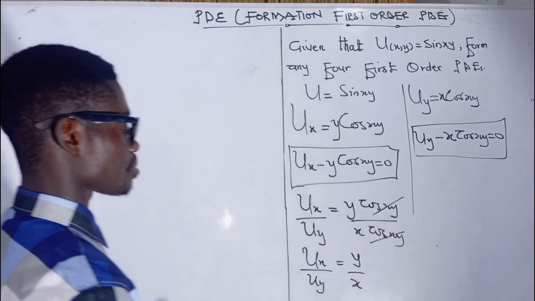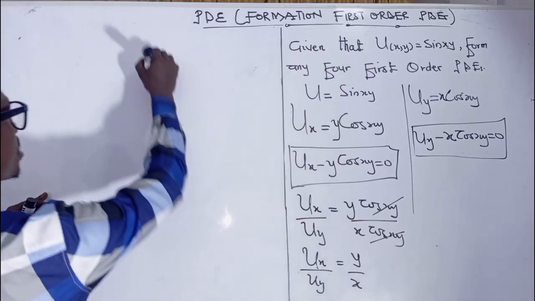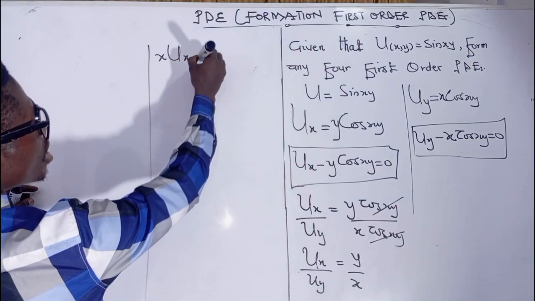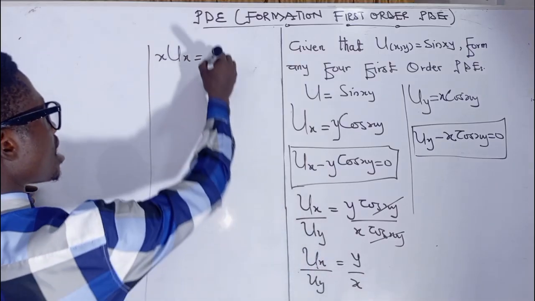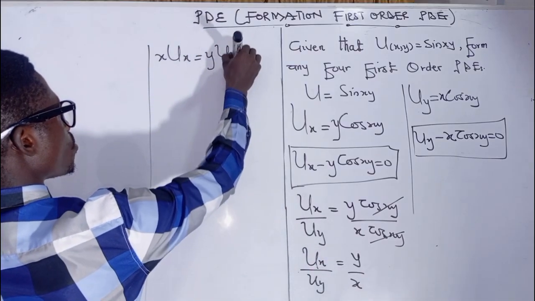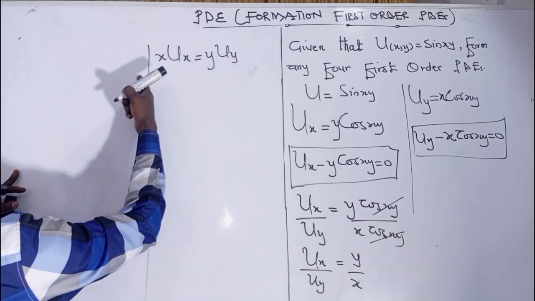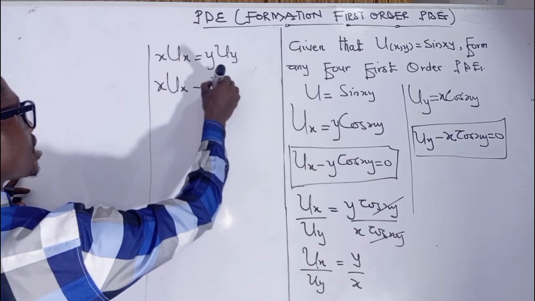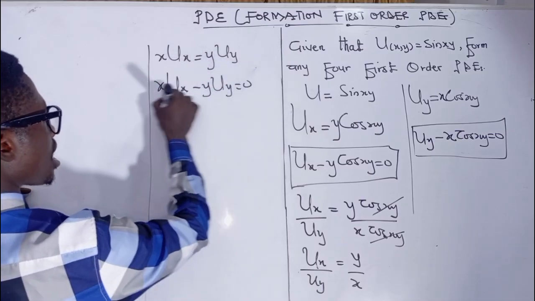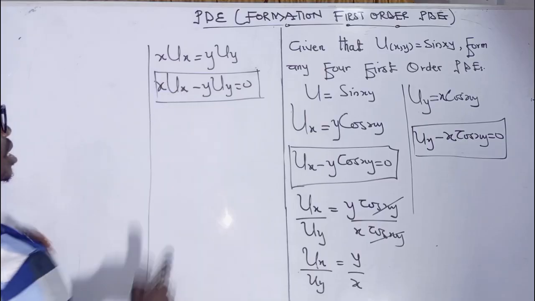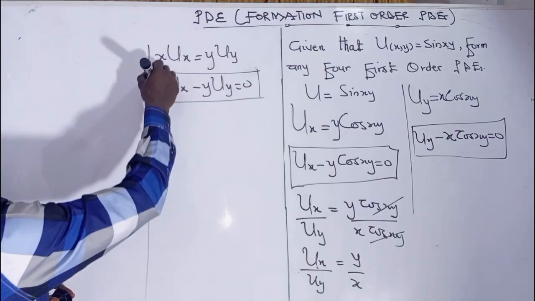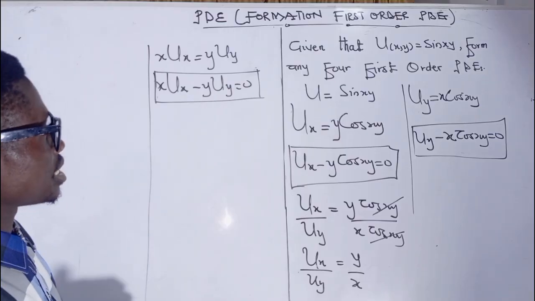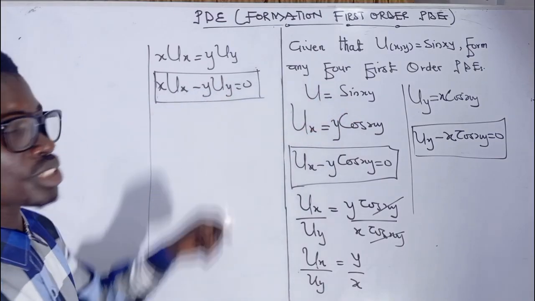So from this, we can do some cross multiplication. This will multiply this. We are going to have x u_x is equal to what? This will multiply this. We have y u_y. So we can decide to bring this to the left hand side so that we have x u_x minus y u_y is equal to 0. So we have our third one. So this is a first order partial differential equation, and u is a solution to this PDE.